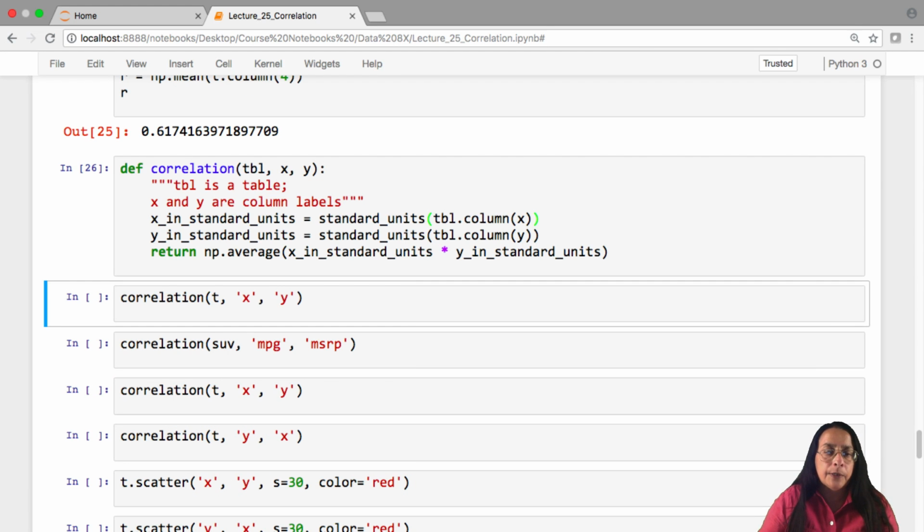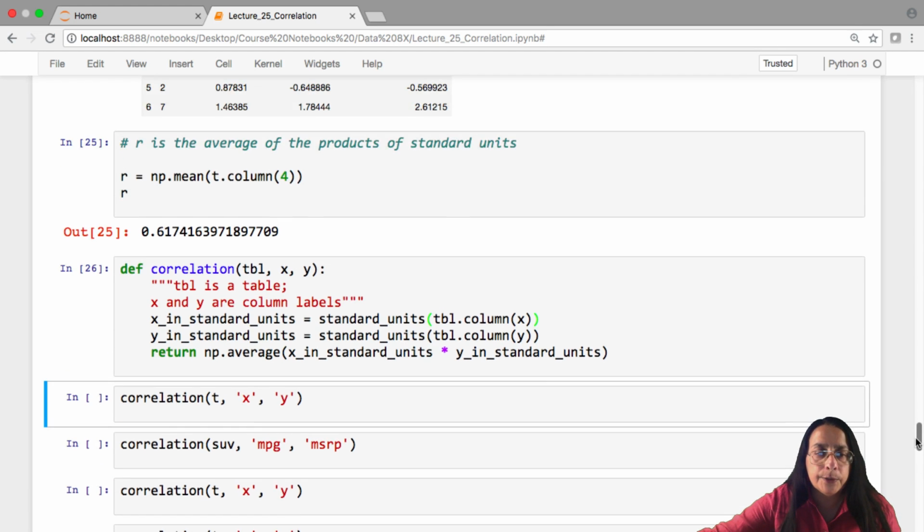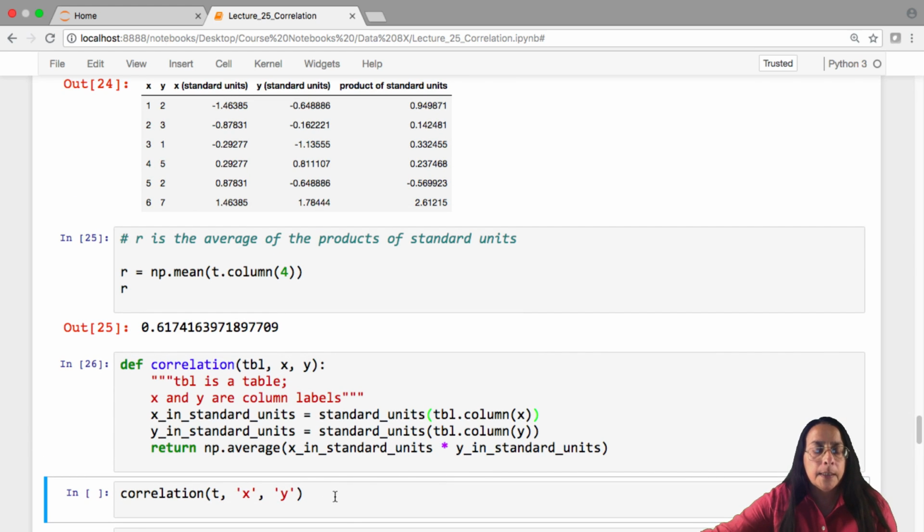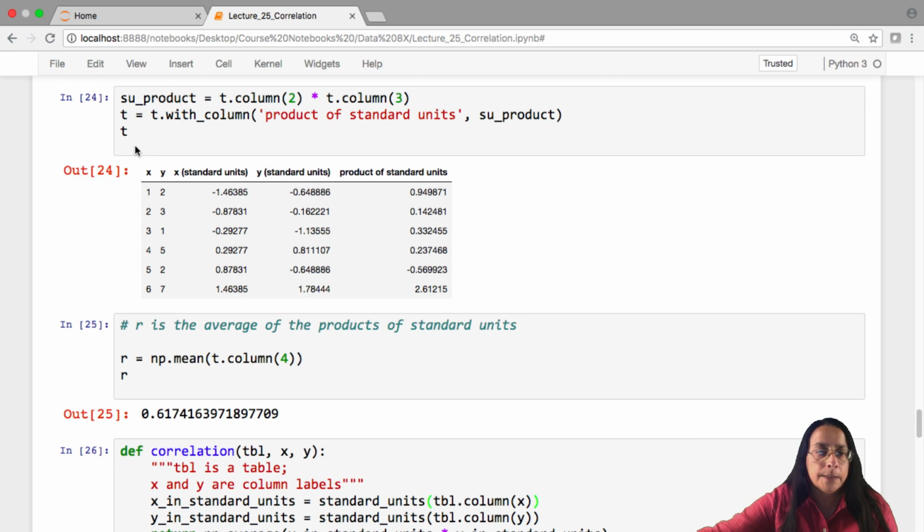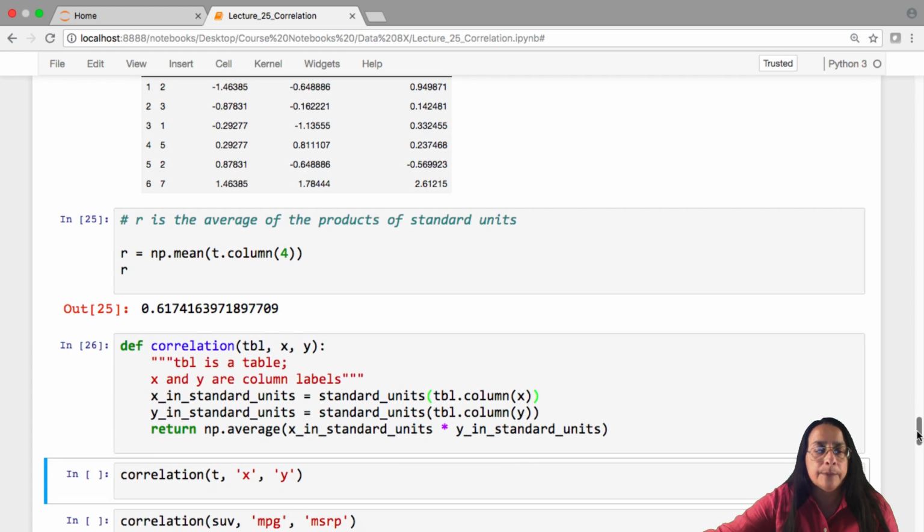So we'll define our function, and then we will apply it to various tables and variables. As a check, we will apply it to this table T and to the columns x and y, and we better get 0.617 whatever, otherwise we made a mistake in our function.